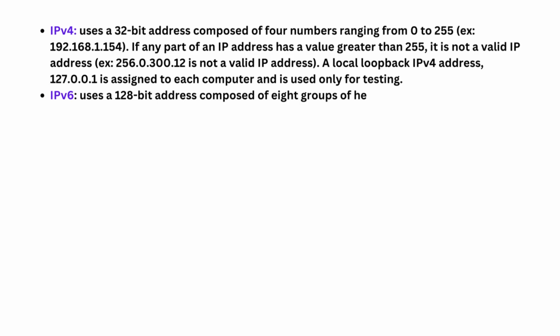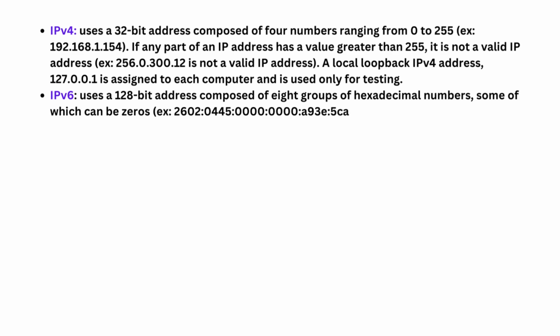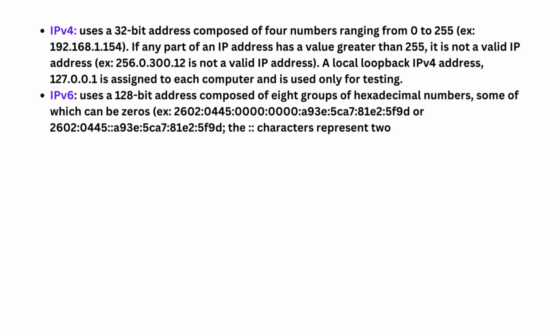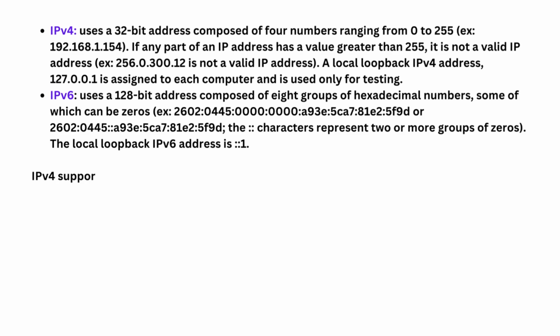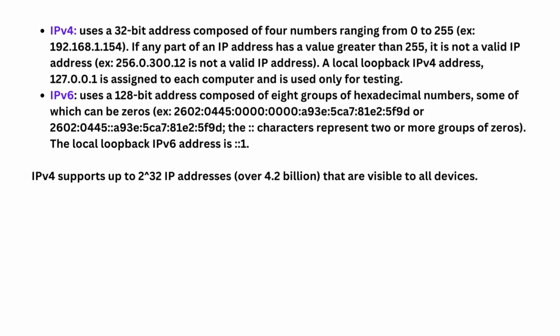IPv6 uses a 128-bit address composed of 8 groups of hexadecimal numbers, some of which can be zeros, for example, 2602:0445:0000:0000:a93e:5ca7:81e2:5f9d or 2602:0445::a93e:5ca7:81e2:5f9d, where the double colon represents 2 or more groups of zeros. The local loopback IPv6 address is ::1.